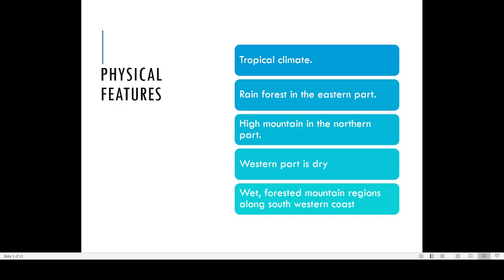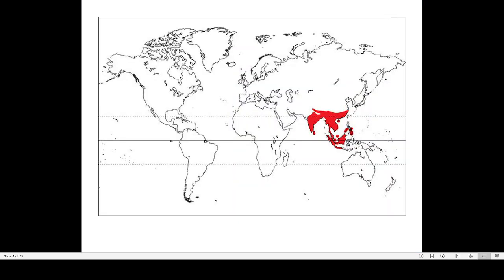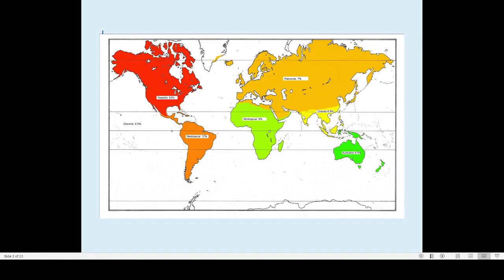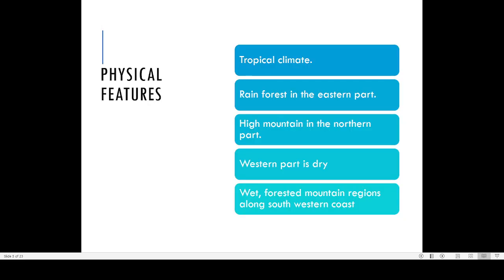High mountains in the northern part. What is the northern part? This is the northern part. Northern part means this region. Here we can find one important mountain range. That mountain range is known by the name Himalaya. So towards the northern side of the Indian region, we are finding one major mountain region stretching from this area up to this area, and that mountain range is known as the Himalayan mountain range. So the northern side of the Oriental region, sometimes also known as the Indian region, has very high mountains.